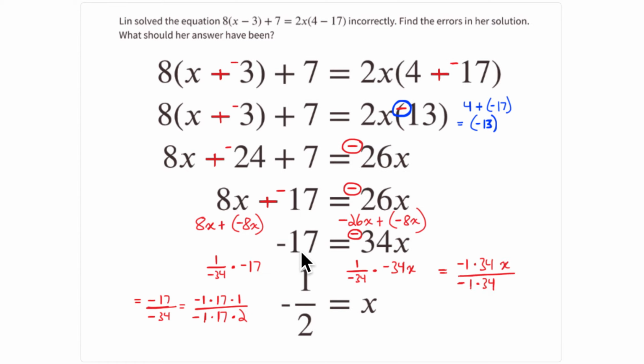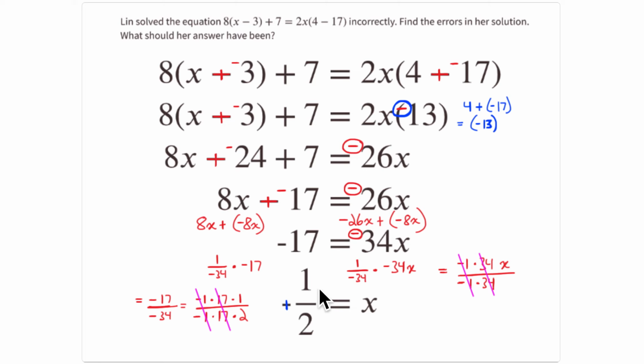So negative 17 times 1 over negative 34, that's a negative 17 over negative 34 right here. And this shows you why a negative divided by a negative is positive, because you can factor out the negative ones. So negative 1 divided by negative 1, those negative ones cancel. The 17s cancel. Remember, 34 is 2 times 17. And you're left with a positive 1/2. So this answer actually should be positive 1/2. Over here, you get rid of the negative 34 by multiplying by 1 over negative 34. So this becomes x, and x equals positive 1/2. And that, in fact, is the correct answer.